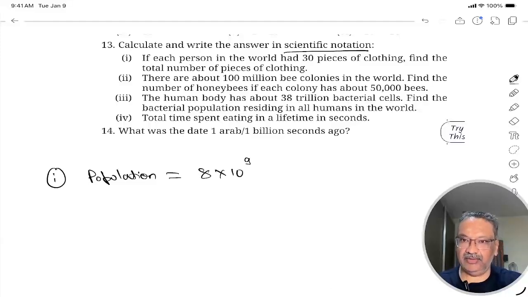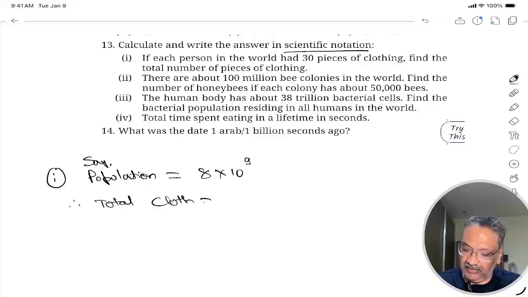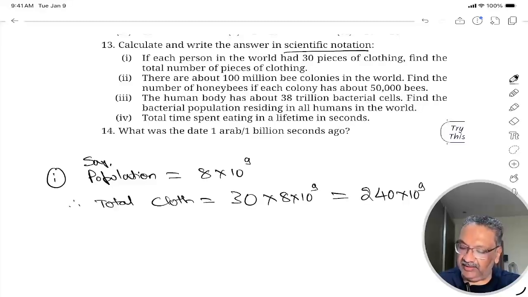It could change. Okay. So say the population of the world is 8 into 10 to the power of 9. Therefore, total cloths ಎಷ್ಟಾಗುತ್ತೆ? Cloth is equal to ಒಬ್ಬನ ಹತ್ರ 30 ಬಟ್ಟೆ ಇಂಟು 8 into 10 to the power of 9 is equal to 240 into 10 to the power of 9.